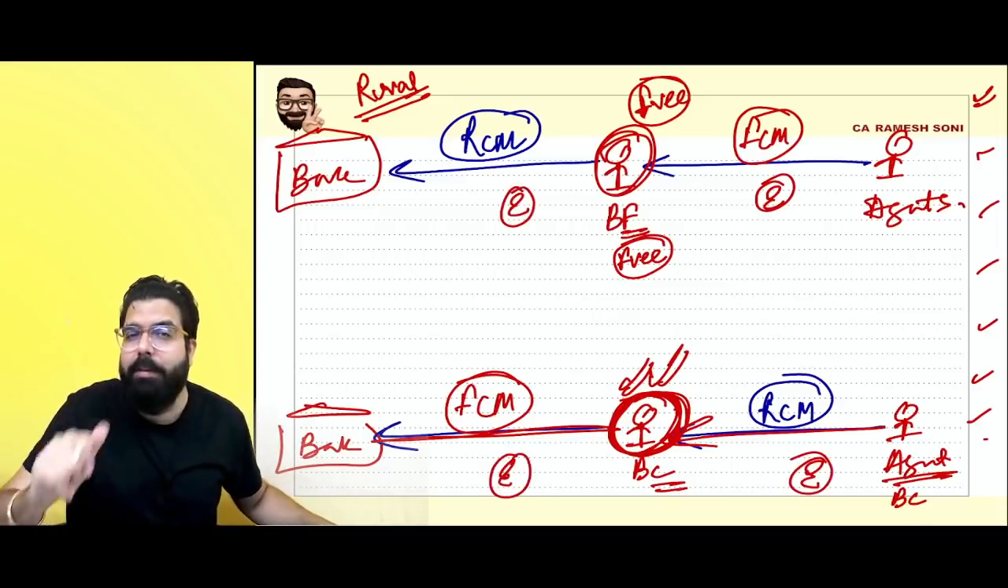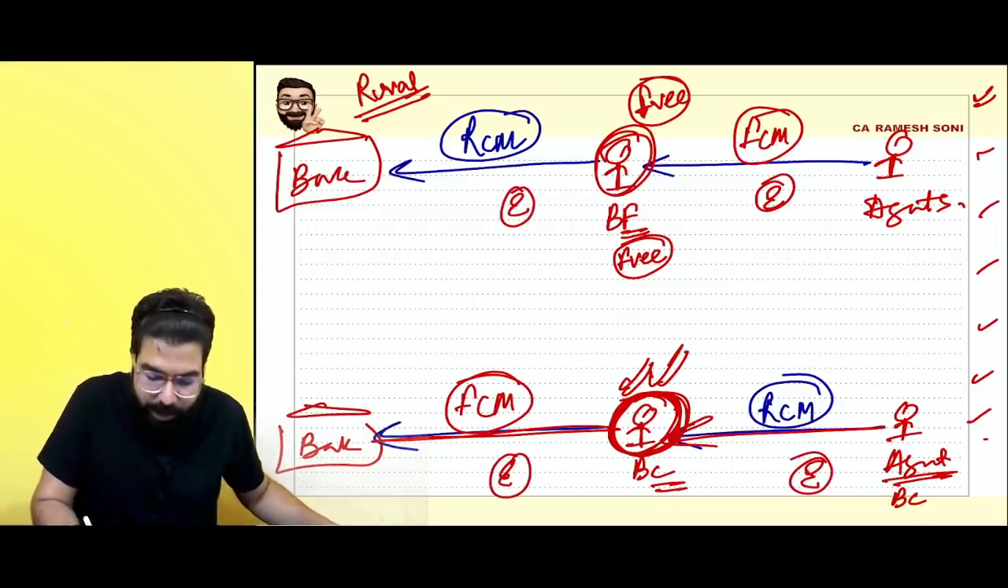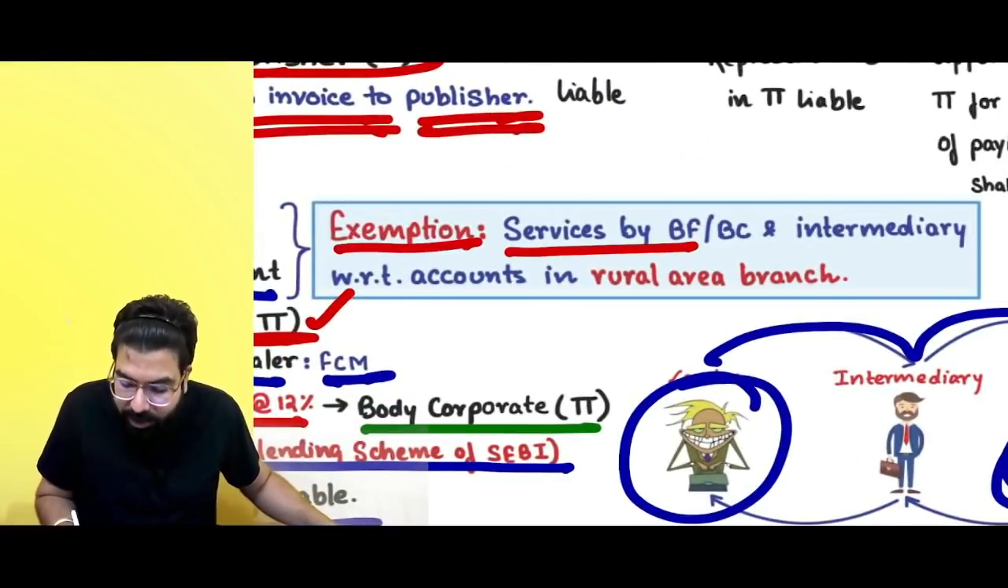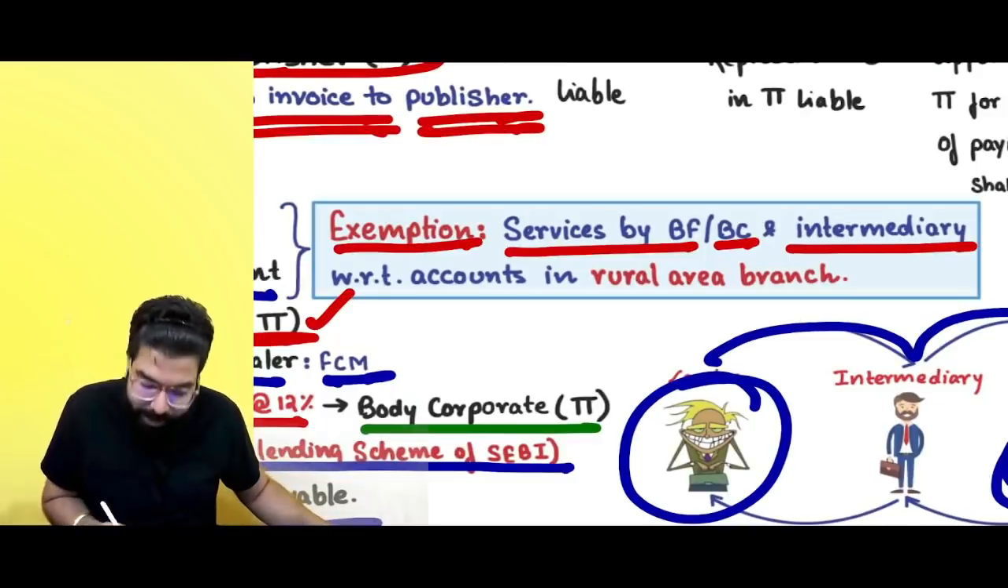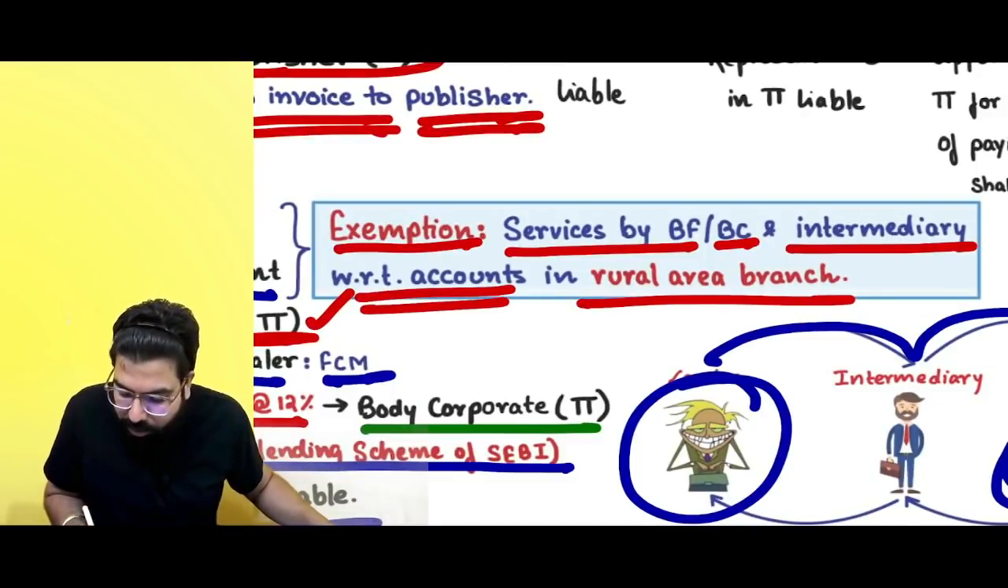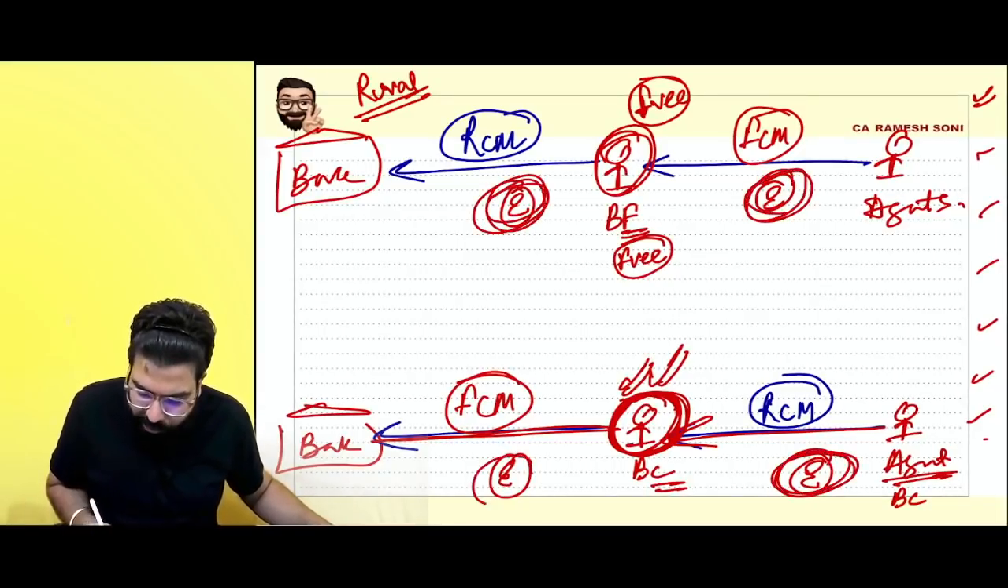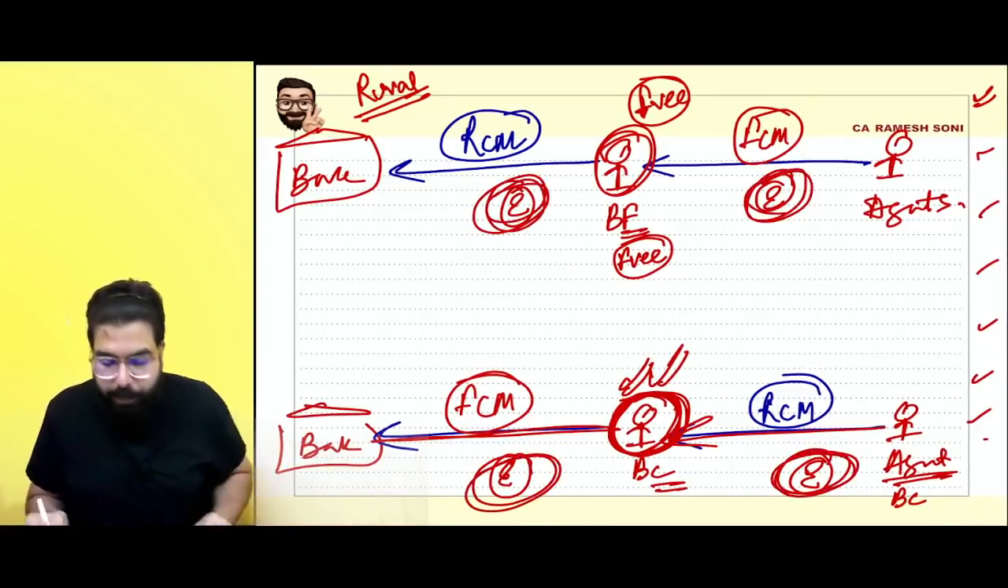Here, reverse charge mechanism, forward charge mechanism, no tax will come. Always remember one thing, if services are provided by a business facilitator or business correspondent and their intermediary with respect to accounts in rural area, then all this will be exempted. There will be no GST implication at all. Yes sir, point is clear.